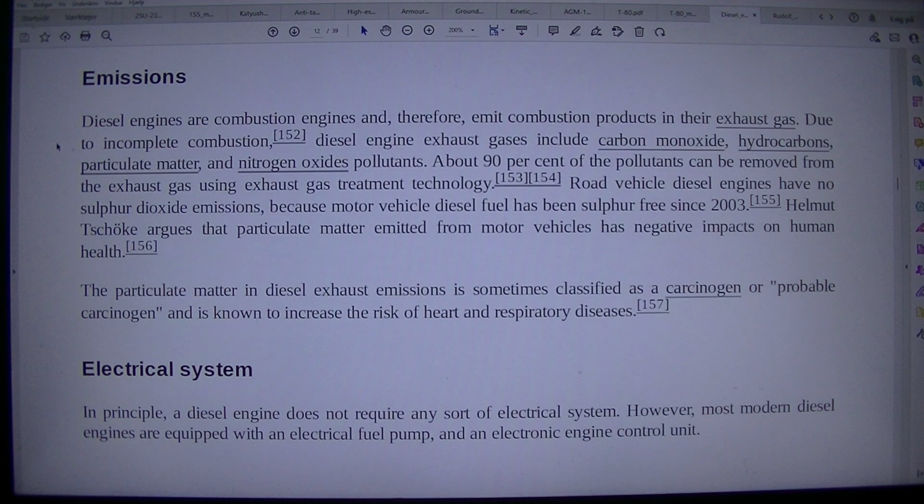The particulate matter in diesel exhaust emissions is sometimes classified as a carcinogen or probable carcinogen and is known to increase the risk of heart and respiratory diseases.